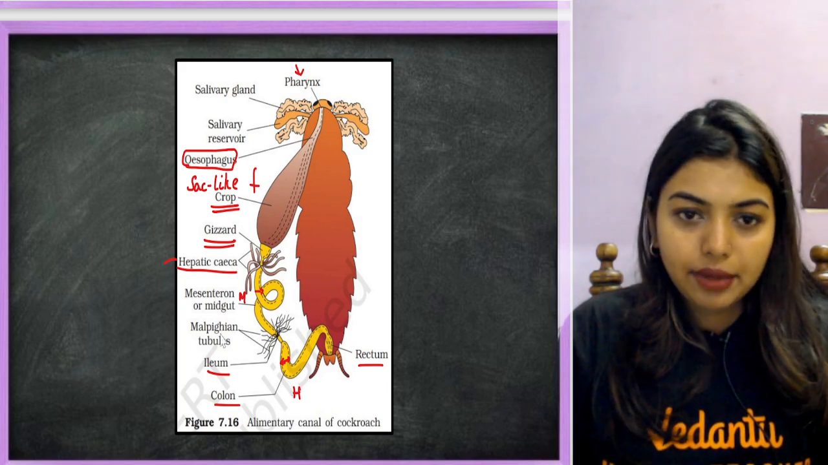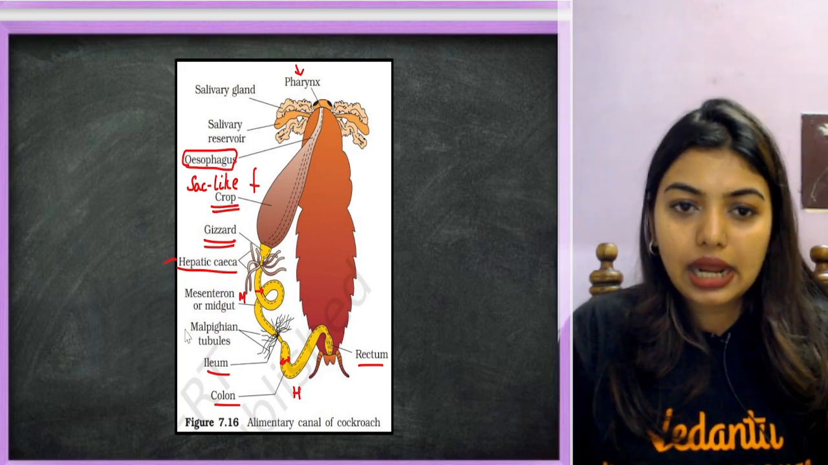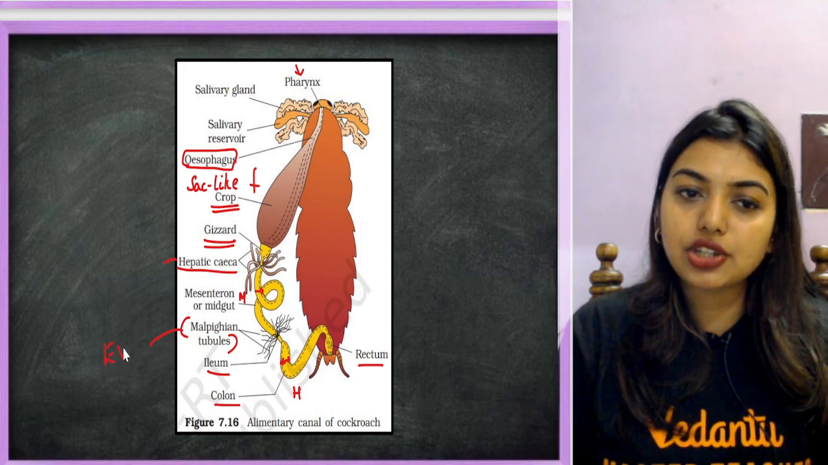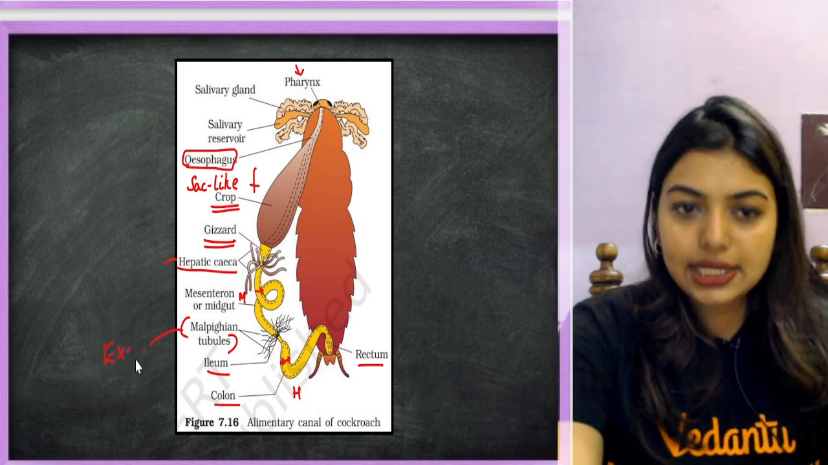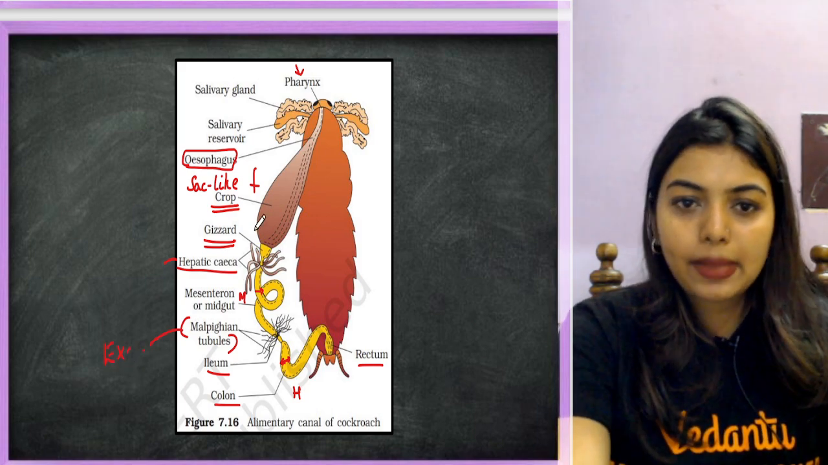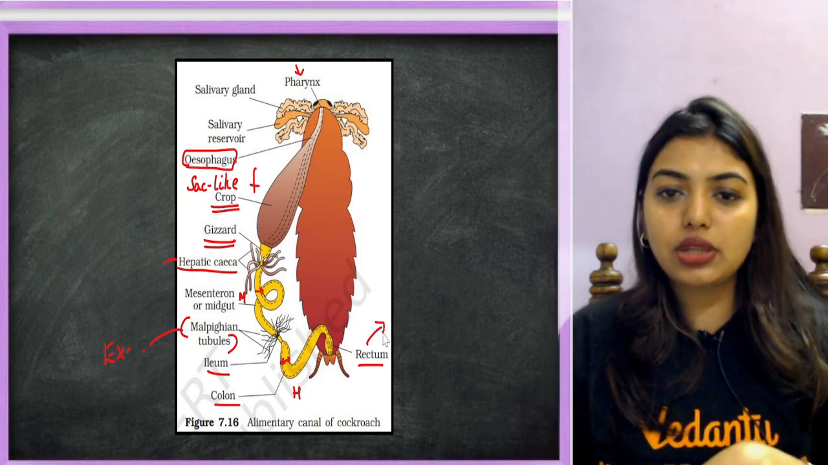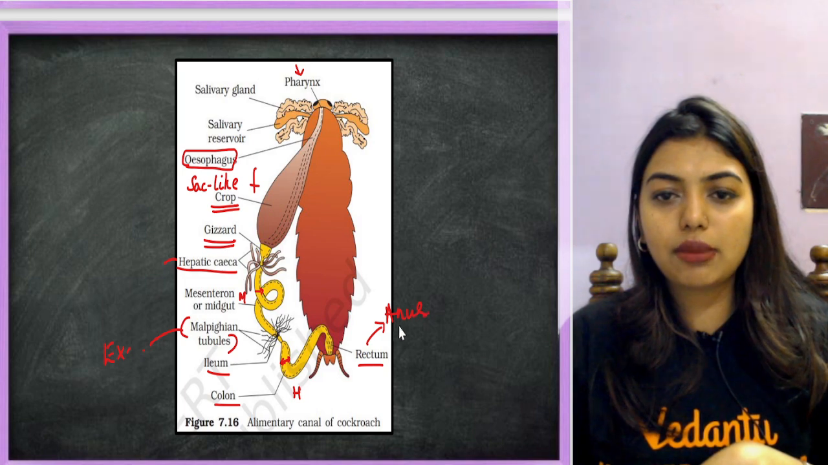Ileum, colon and rectum. Now students, between the midgut and the hindgut there are Malpighian tubules, which help in excretion. Is this clear so far? Good. Now the waste will come out through the anus. Undigested food will come out through the anus.